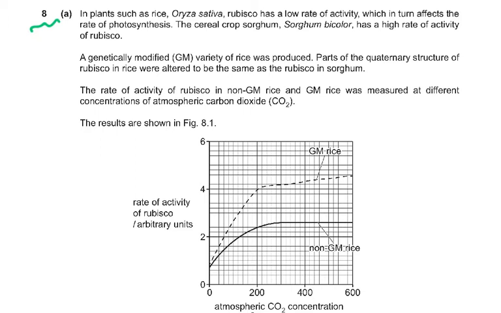So basically we are genetically modifying, we are altering the rubisco which was present in rice to the rubisco in sorghum. Rubisco, you know, is an enzyme which catalyzes the fixation of CO2. So RuBP combines with CO2 in the presence of rubisco. The rate of activity of rubisco in non-GM rice and GM rice was measured at different concentrations of atmospheric carbon dioxide. Now in GM rice, what we have done is that we have altered the rubisco.